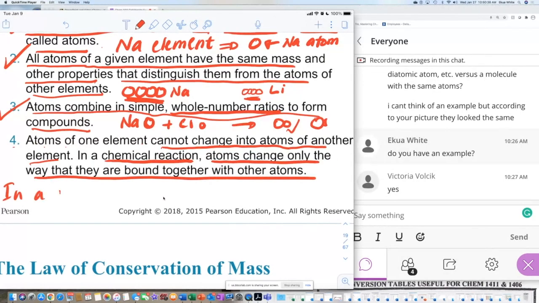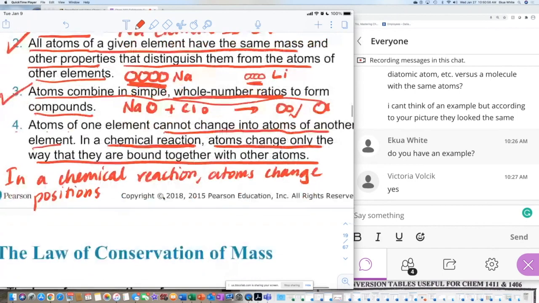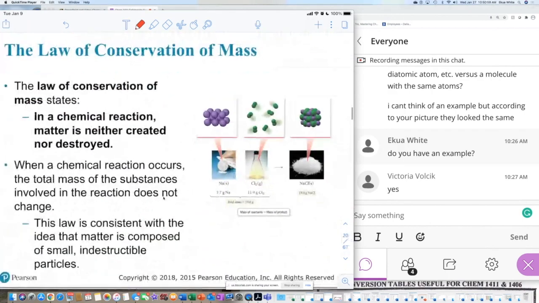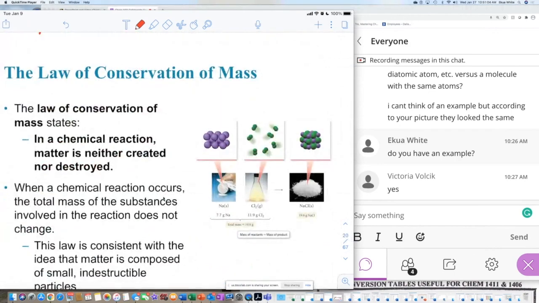So in a chemical reaction, atoms change positions. Okay? Atoms change positions. So here, this is the end of Dalton's atomic theory. Remember I told you the success is, once the theory came out, it was very popular. There are some people out there who are questioning the theory. Others are trying to take the theory to discover other things, right?